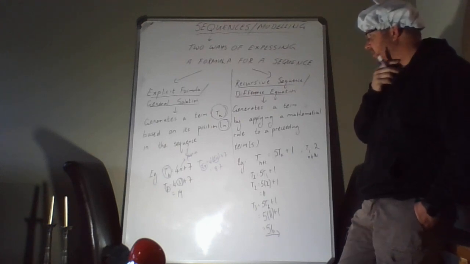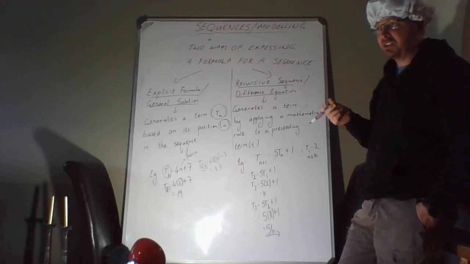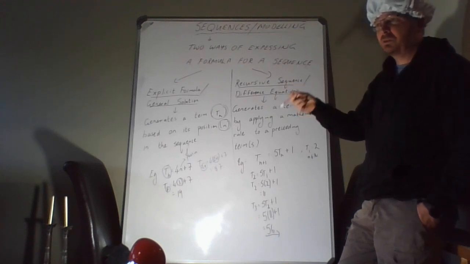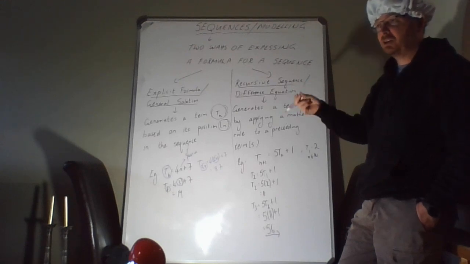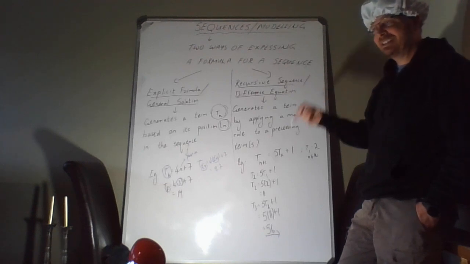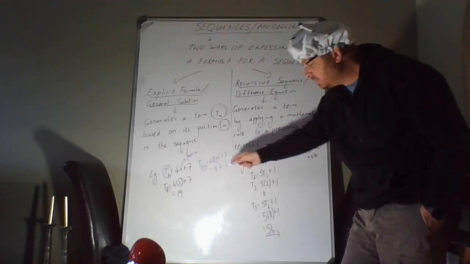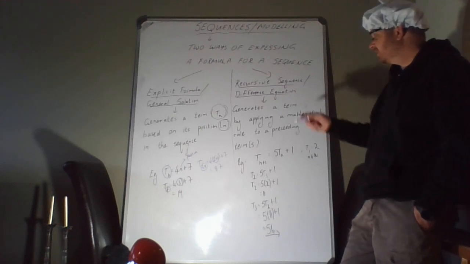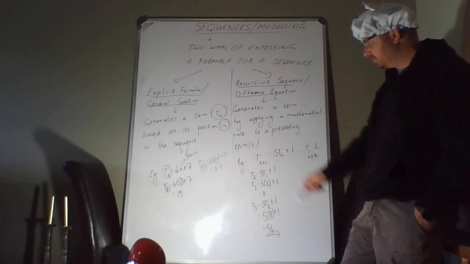Okay, so what they do is they don't generate a term based on its position, they generate a term based on applying some mathematical rule to the term before. Sometimes more than one term before. Sometimes you need 2 terms before, sometimes you need only 1 term before. But you need to have terms before in order to get the next term. So you couldn't go straight to finding term 20, you'd first have to find term 19. So this generates a term by applying a mathematical rule to a preceding term or terms.